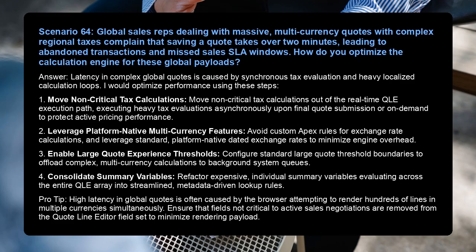3. Enable large quote experience thresholds. Configure standard large quote threshold boundaries to offload complex, multi-currency calculations to background system queues. 4. Consolidate summary variables. Refactor expensive, individual summary variables evaluating across the entire QLE array into streamlined, metadata-driven lookup rules.